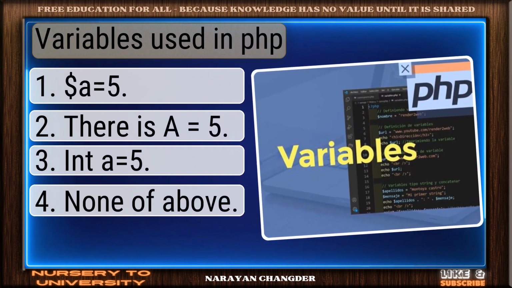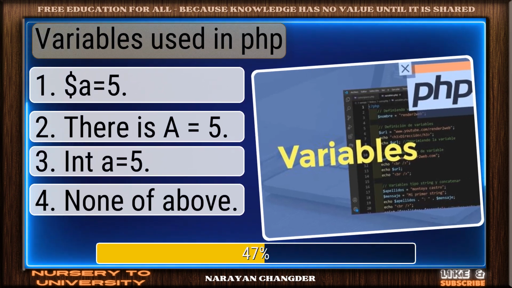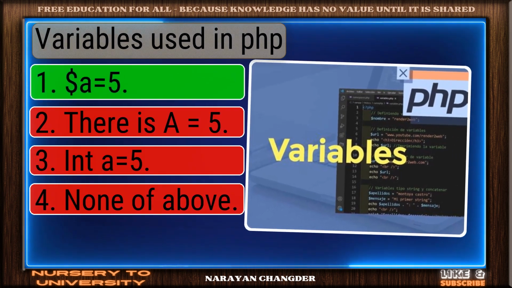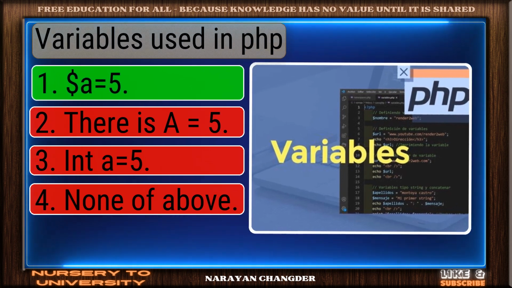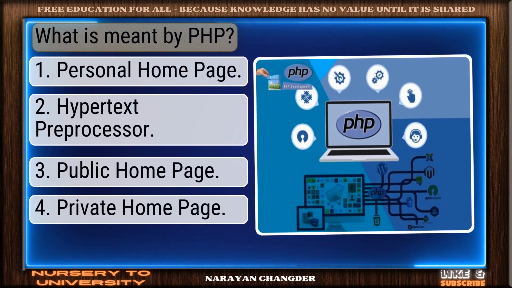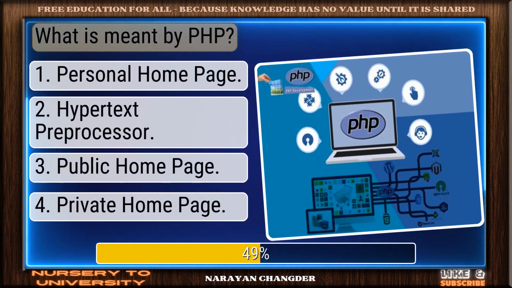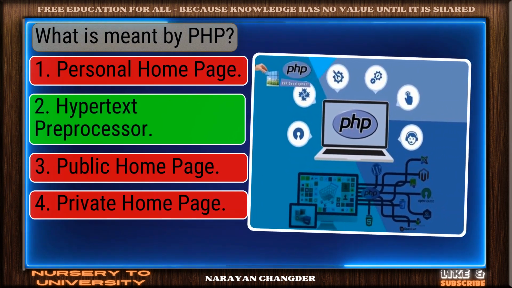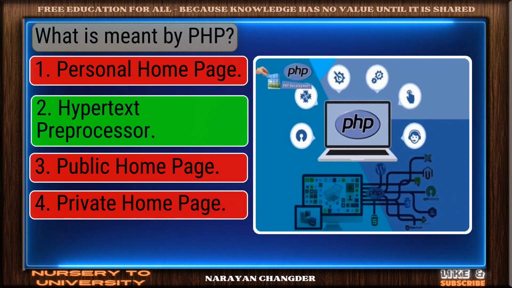Question number 71. Variables used in PHP. Nice selection. $A equal to 5 is the correct and valid answer. Question number 72. What is meant by PHP? Nice work. You chose Hypertext Preprocessor, and it is correct.